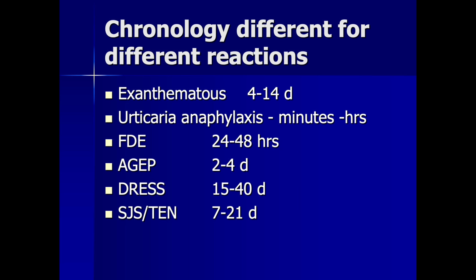Urticaria and anaphylaxis, obviously this is acute onset. It occurs rapidly after introduction of a drug. Fixed drug eruptions come on quite quickly, within 24 to 48 hours. Similarly, AGEP, anywhere between 2 and 4 days, so rapid onset. DRESS syndrome, however, is often much later, so anywhere between 15 and sometimes up to 40 days after initiation of the drug before the rash develops. Stevens-Johnson syndrome, anywhere between 7 and 21 days onset of eruption after introduction of drug.